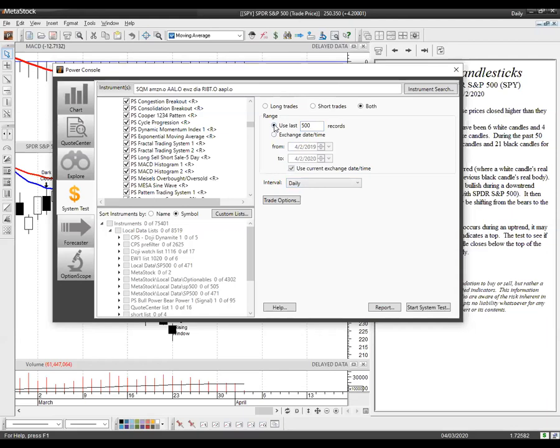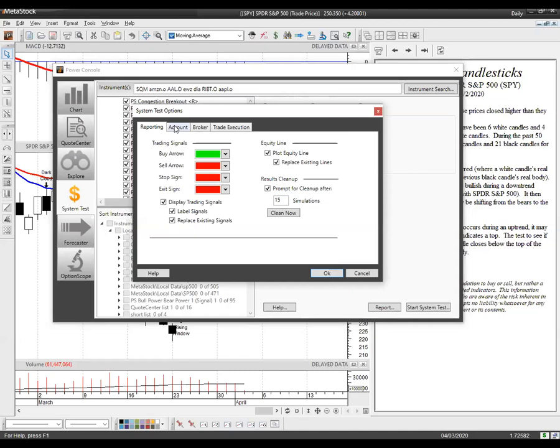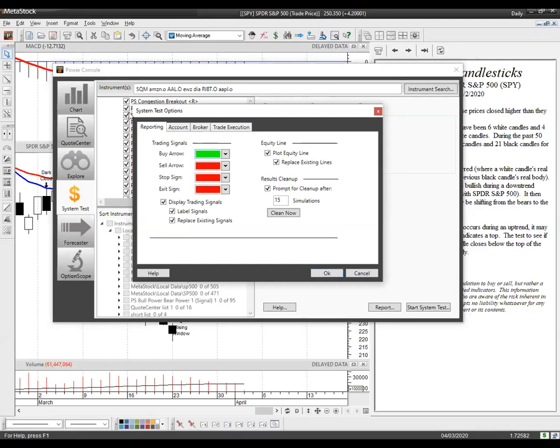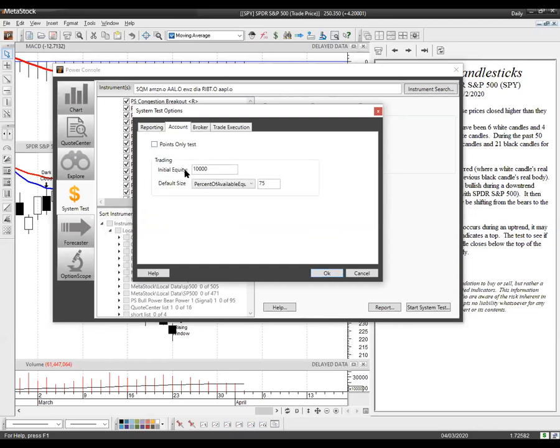Okay, I'm going to go ahead and click on trade options here just so we can talk about how money is going to be handled in here. Under reporting, this I'd never change. It's not that important. Going to come into accounts. I'm going to have it run an equity-based test. So that what that means is I'm going to have it start with $10,000. Okay, I'm going to trade based on, here's the options. I'm going to show you the options.